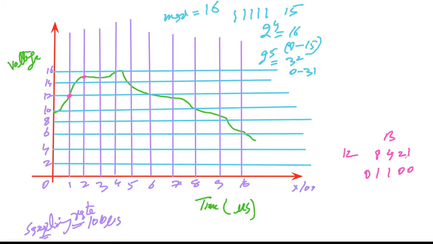Then the second sample gives me the voltage 15. 15 is 8 plus 4 plus 2 plus 1, so the first four bits are on and the last is 0. This gives me 15. This is my second sample, and this is the first sample.